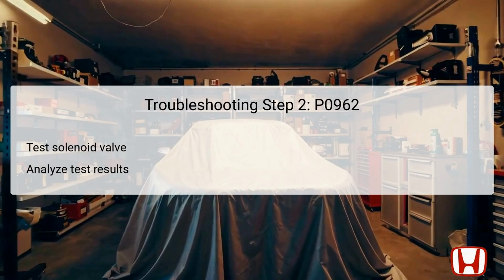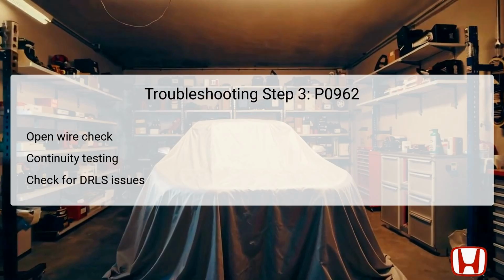However, if the valve does not operate properly, further investigation is warranted, possibly indicating an electrical issue that requires additional diagnostics. Accurate testing is essential to isolate the problem and eliminate guesswork. The third step in troubleshooting DTC P0962 involves checking the open wire connections in the driveline control signal DRLS line.